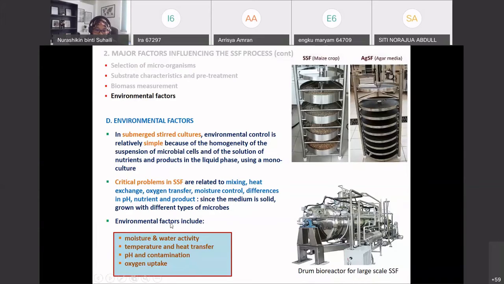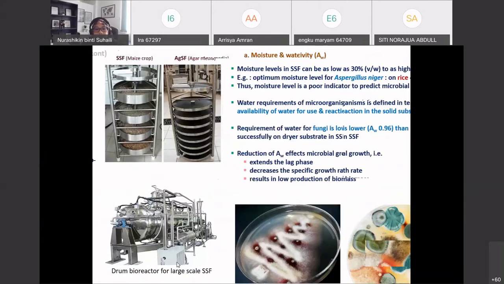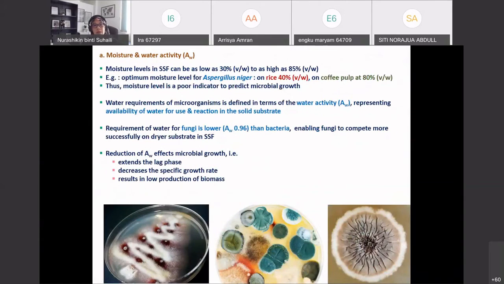So the environmental factors for SSF include moisture and water activity, which is one of the important ones, temperature and heat transfer, pH and contamination, and oxygen uptake. Starting with moisture and water activity: even though it's solid state and generally dry, the cultures still need some water in the form of moisture.